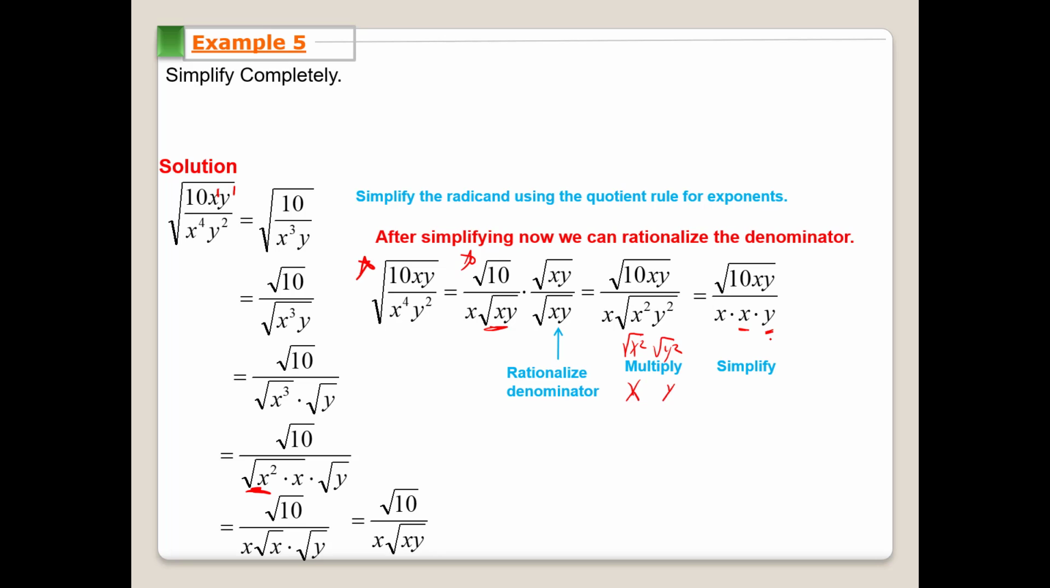So now what do we need to do? Well, let's just go ahead and multiply those x's together and write it out completely. So now we've got square root of 10xy over x squared y. And we have no radical on the denominator.